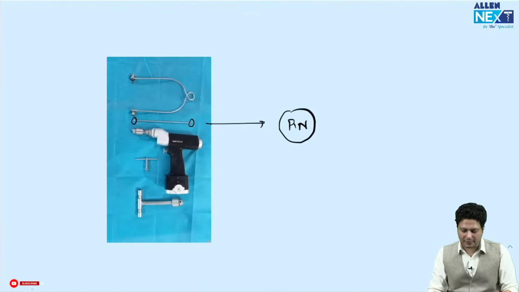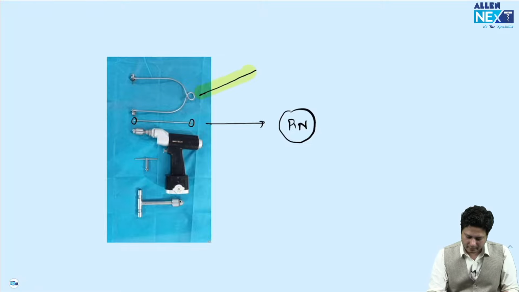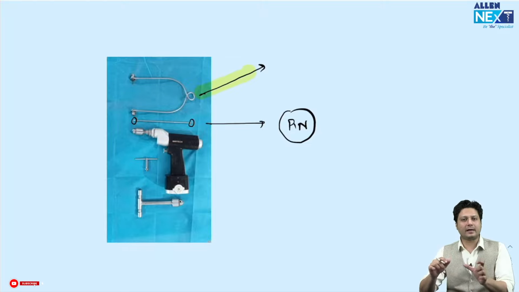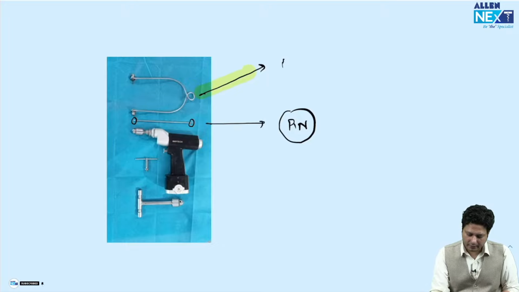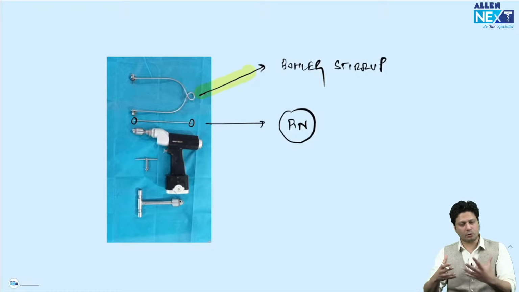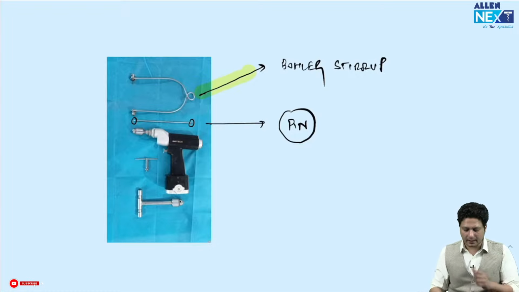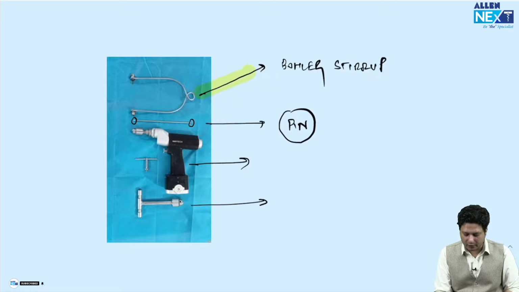Then this pin has to be connected by a Bohler stirrup. All right. So this is the Bohler stirrup, of variable sizes. You might be having this Bohler stirrup. Then these are the drills which can be used for the purpose.